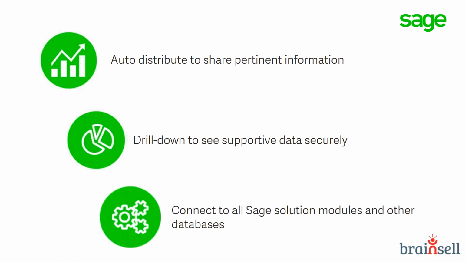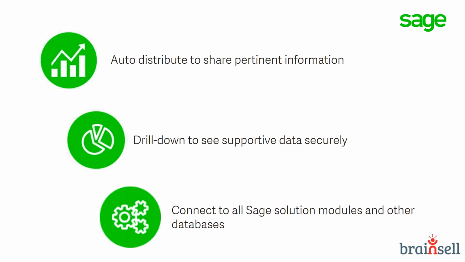And then finally, you do have the ability to connect to all Sage solution modules, as well as, very important here, you also have the ability to use Sage Intelligence to connect to other data sources. So if you have software that uses additional databases, you can make a connection to those databases and create Sage Intelligence reports from them. So that's where you can really get information from across your business using Sage Intelligence and really make more sound decisions from actual data.